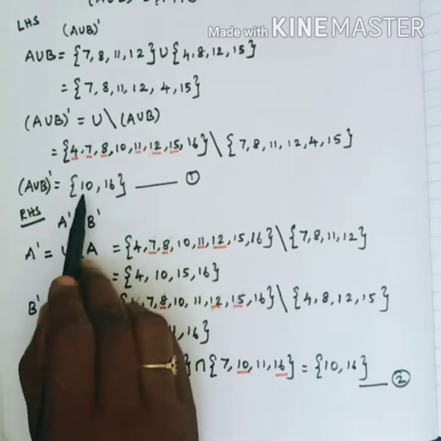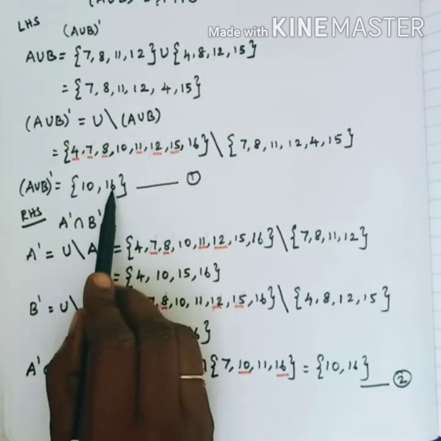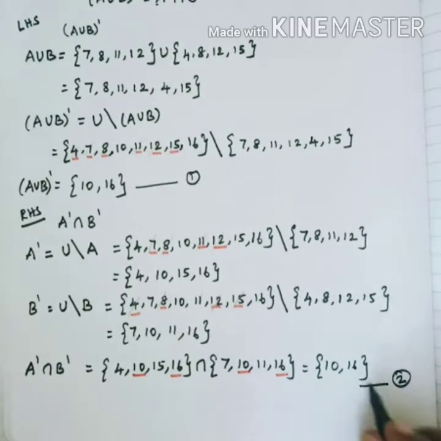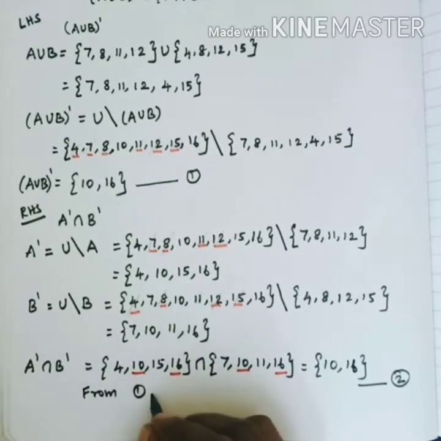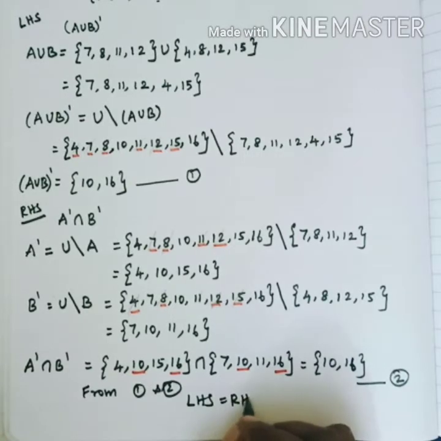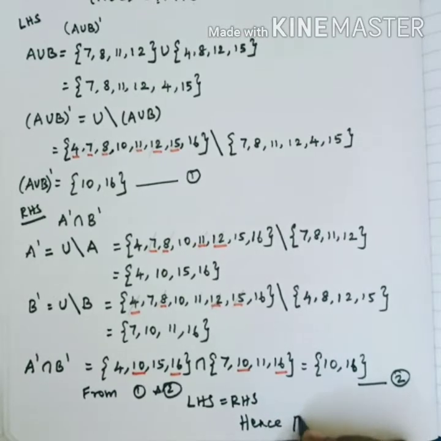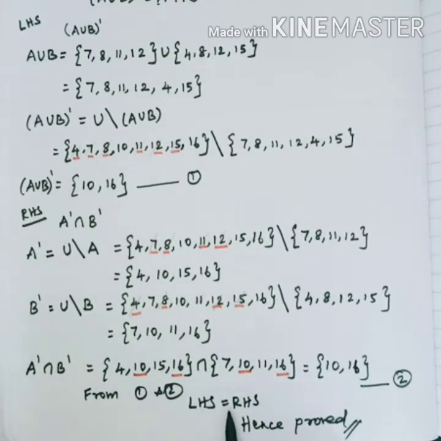Clearly from equations 1 and 2, we have the set 10, 16 in equation number 1, and the set 10, 16 in equation number 2. So from 1 and 2, left hand side is equal to right hand side, isn't it? Hence proved. Therefore De Morgan's law for complementation is proved. (A union B)' is equal to A' intersection B'. Hence proved, De Morgan's law for complementation.